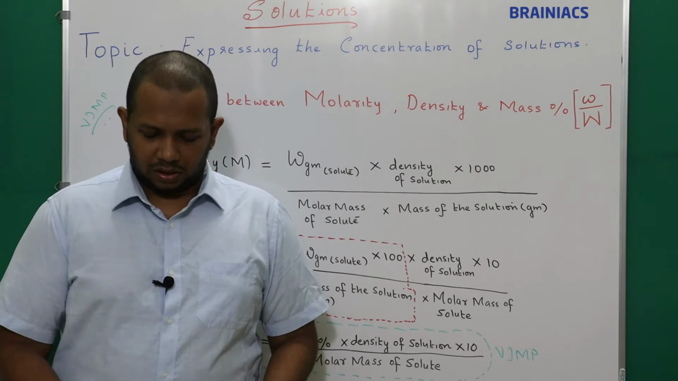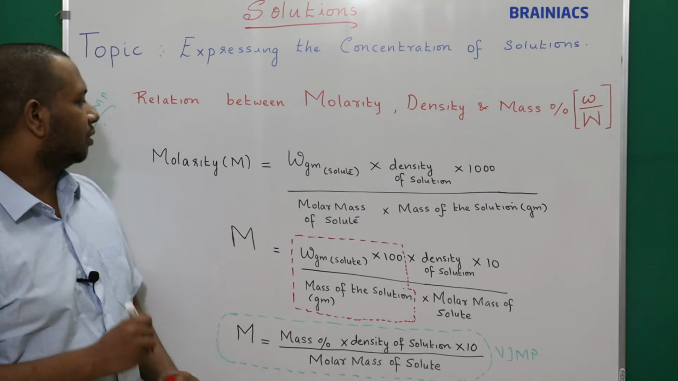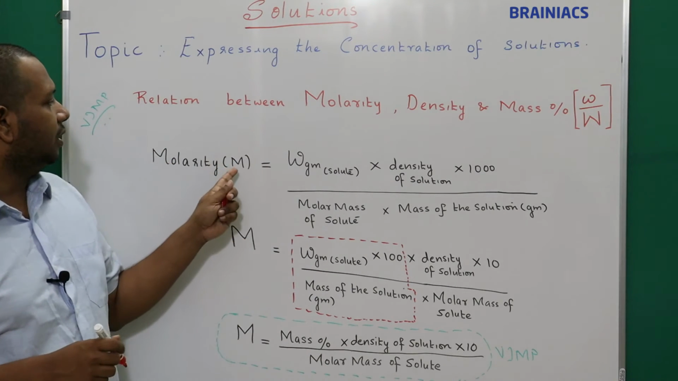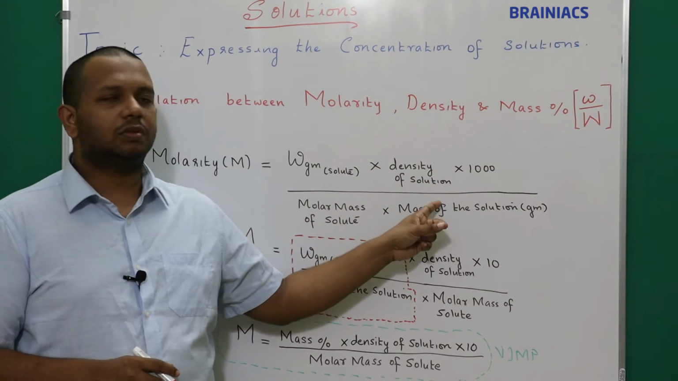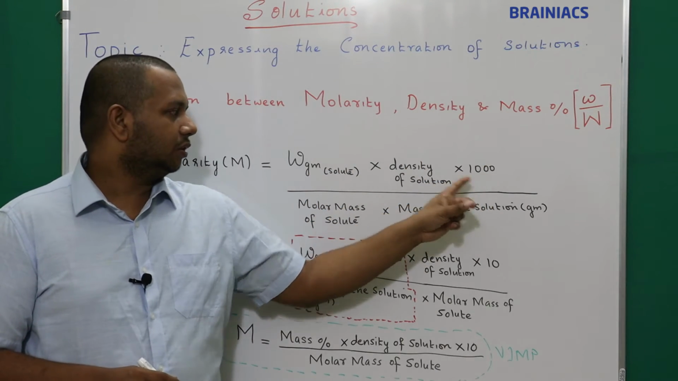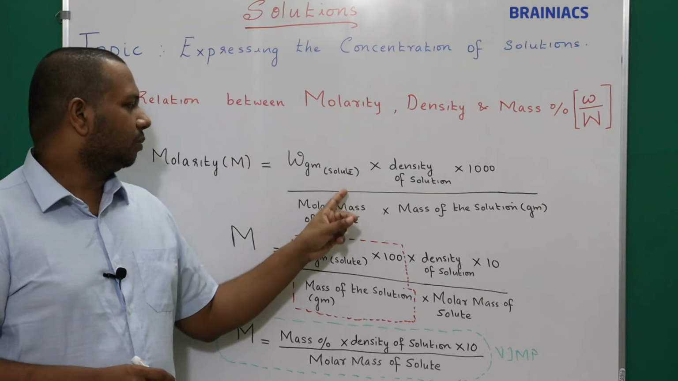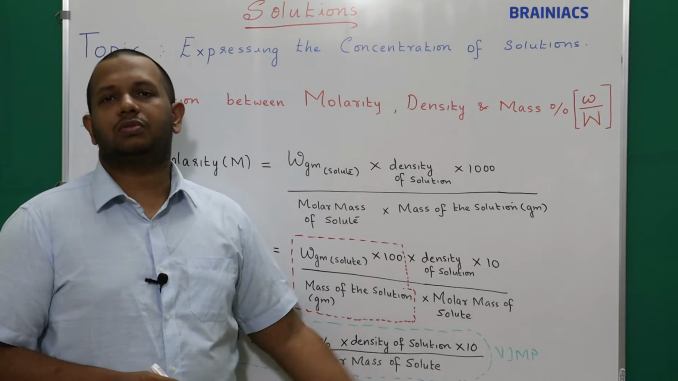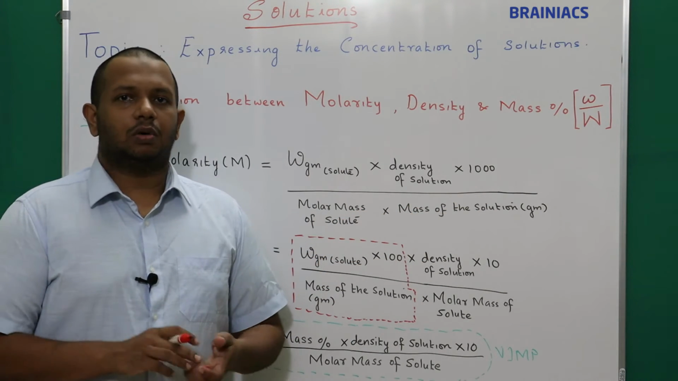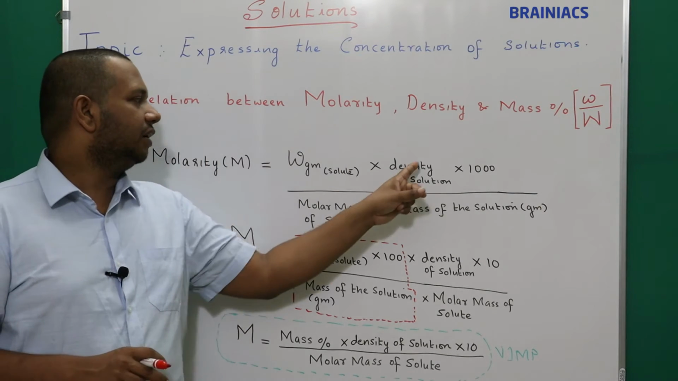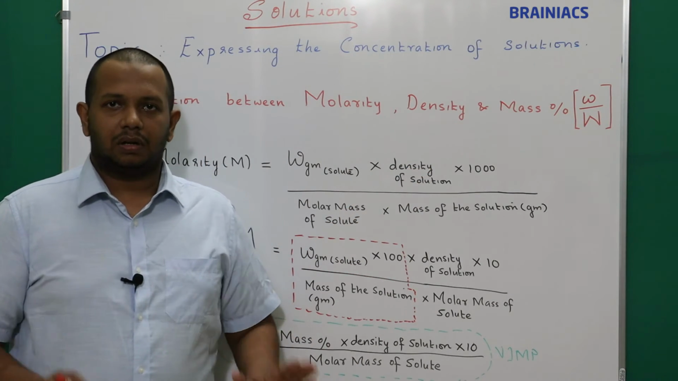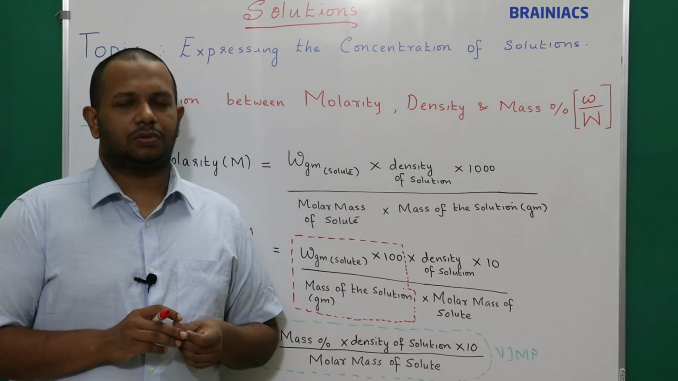In the last class we have seen the equation: molarity M is equal to weight in gram of the solute into density of the solution multiplied by 1000, divided by molar mass of the solute into mass of the solution in gram. I told you that you can use this formula directly to link molarity M and density of the solution. Correct? So we have done one question also.